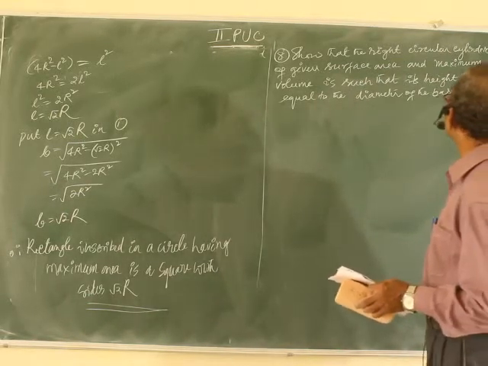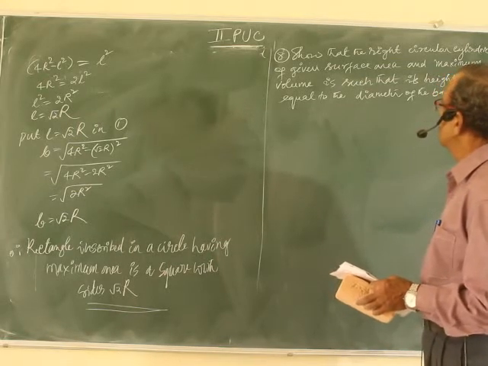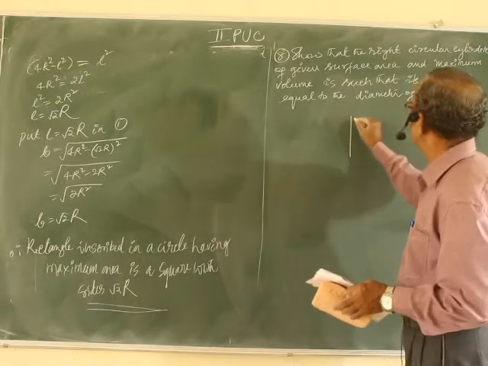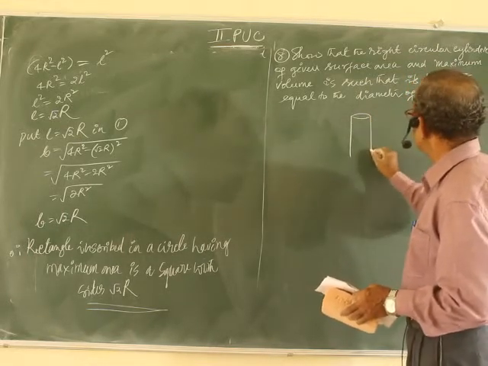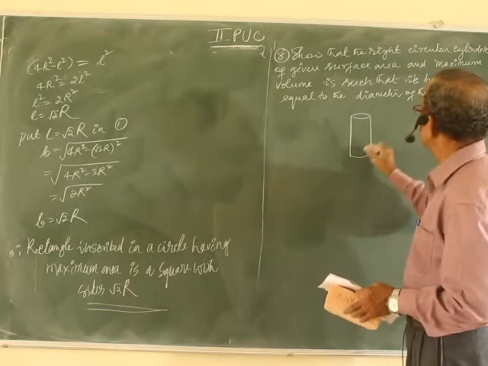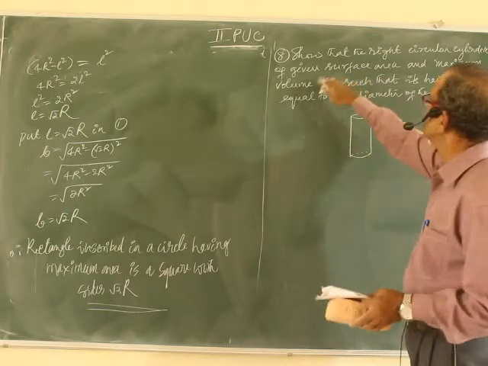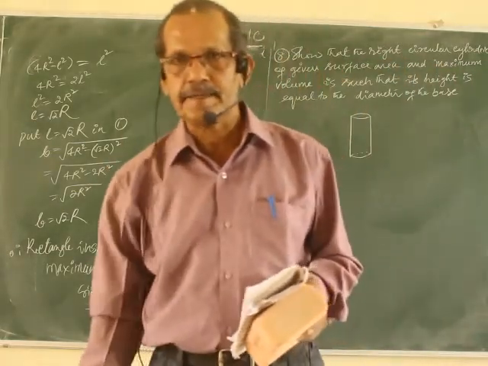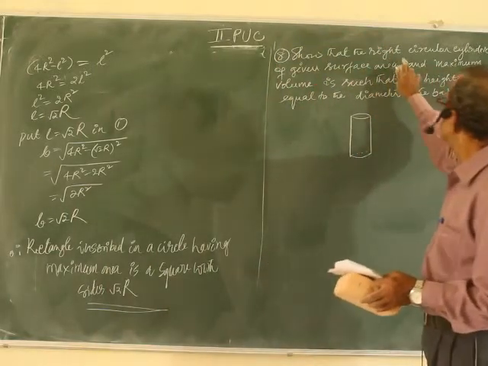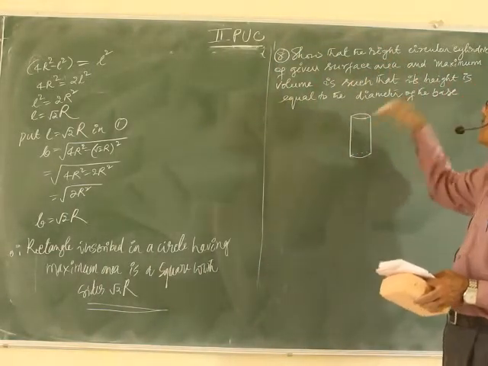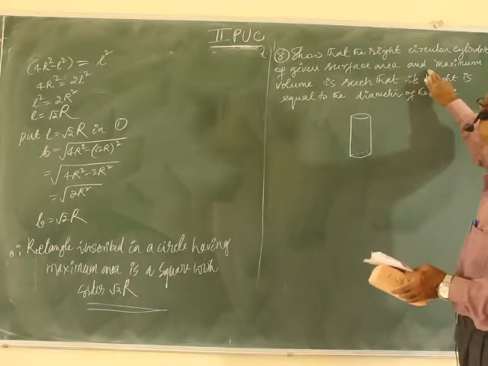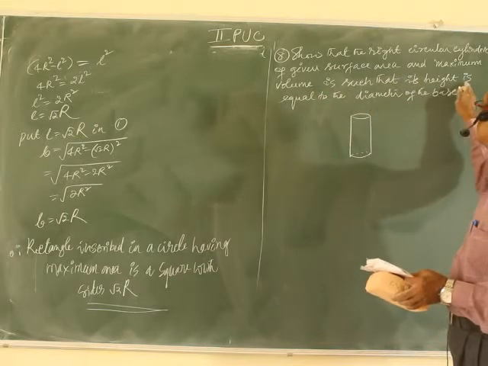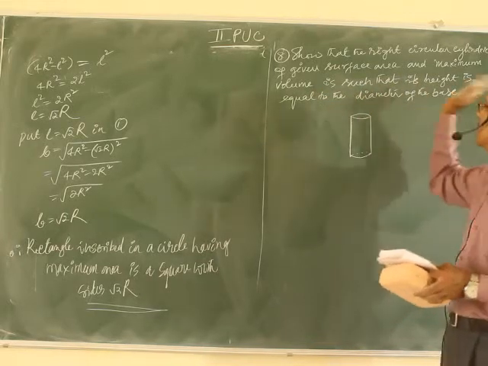Show that a right circular cylinder of given surface area, enough. One particular cylinder is given. Its surface area is constant. Given means it is constant. In the previous case, the radius of the circle is constant. Here, the given surface area of the cylinder is constant. And maximum volume is such that height is equal to the diameter of the base.